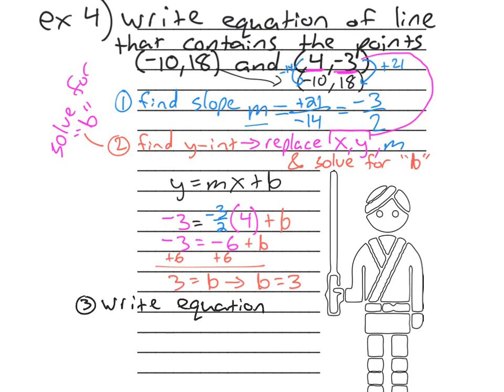All right, so we have y equals our slope, which was -3/2 of x. That was up here, first step. Okay, got our slope. And then times x. So what's our y-intercept? 3. So plus 3. So our equation is y equals -3/2 of x plus 3.